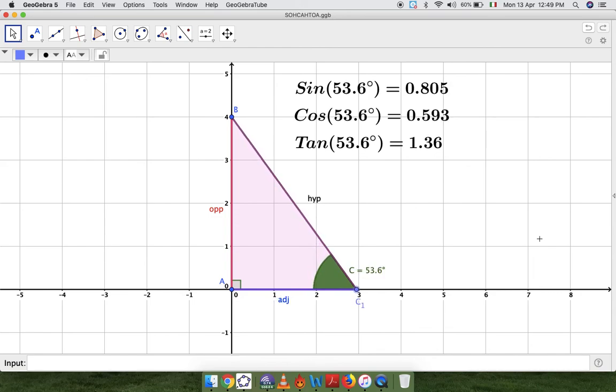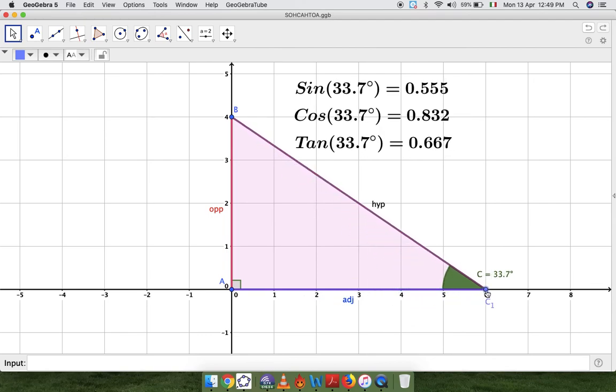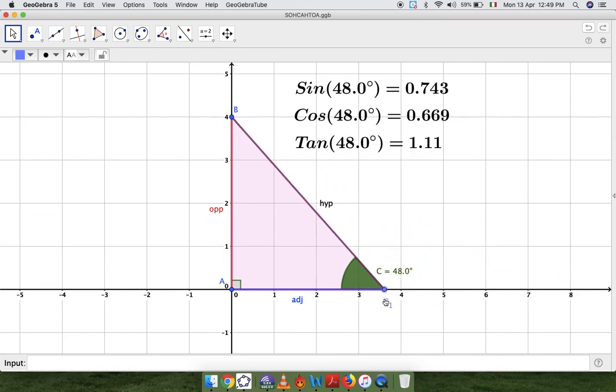If you were to switch into the A&I HL class, you do 3 more ratios. You do the reciprocals of these. They're called secant, cosecant, and cotangent. But for the SL, we just do these 3: sine, cosine, tangent. Okay. And we're going to talk a lot about this. And there's all sorts of patterns going on, and it's really cool. So hopefully this makes sense.